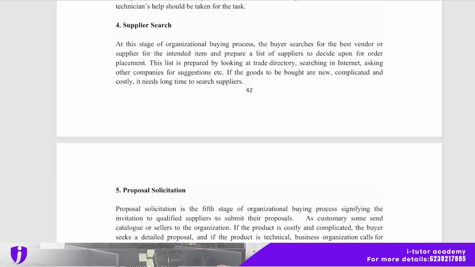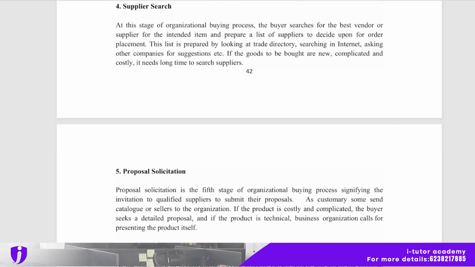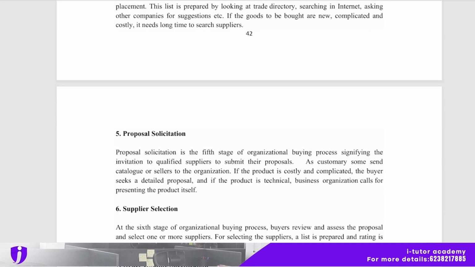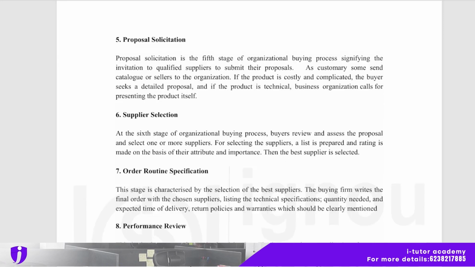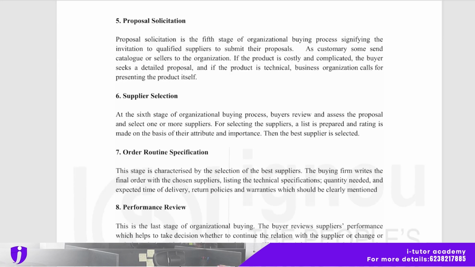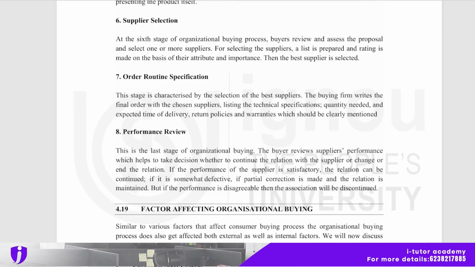Supplier search. At this stage of the organizational buying process, the buyer searches for the best vendor or supplier for the intended item and prepares a list of suppliers to decide upon for order placement. And proposal solicitation. Proposal solicitation is the fifth stage of the organizational buying process, signifying the invitation to qualified suppliers to submit their proposal. Supplier selection. At the sixth stage of the organizational buying process, buyers review and assess the proposals and select one or more suppliers.